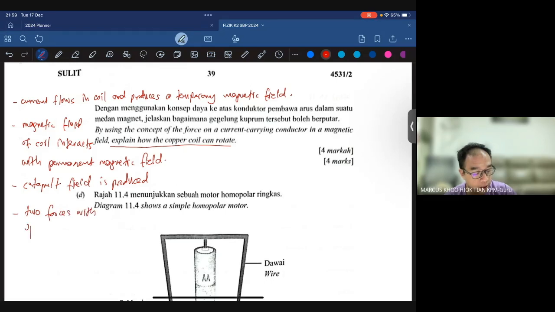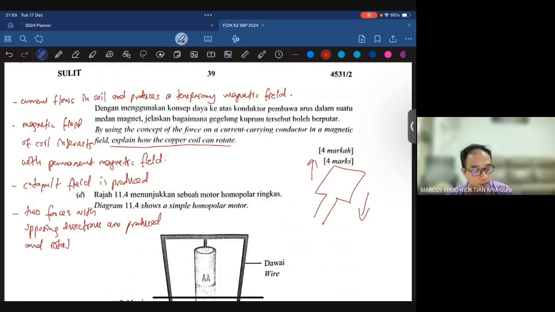with opposite directions. Because you want a rotating coil. Rotating coil means one goes up, one goes down. So two forces with opposing directions are produced and rotate the coil. Yeah, something like this. Two forces in opposite directions produce rotation of the coil. I think this is okay.